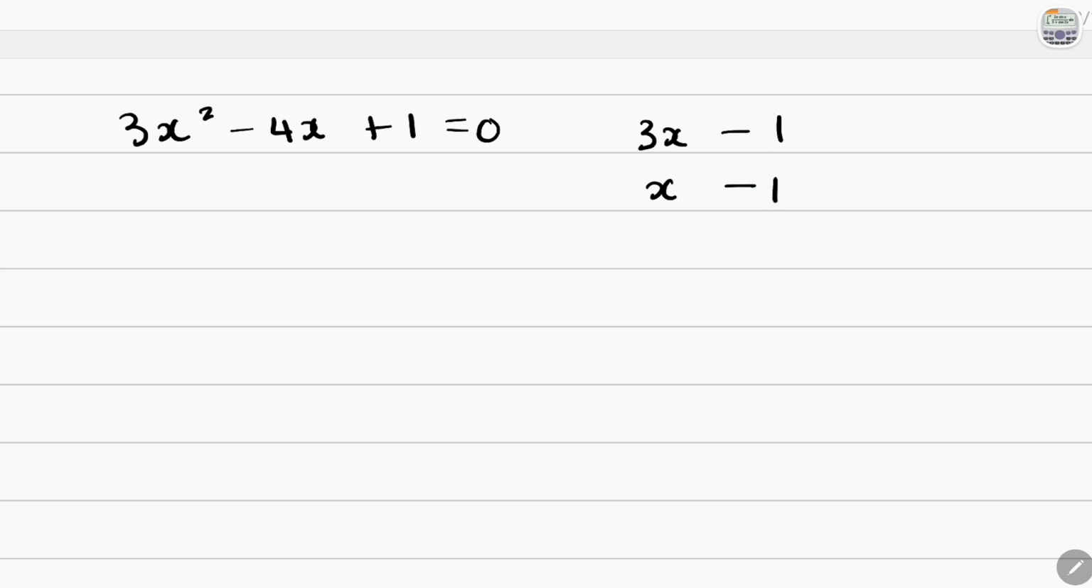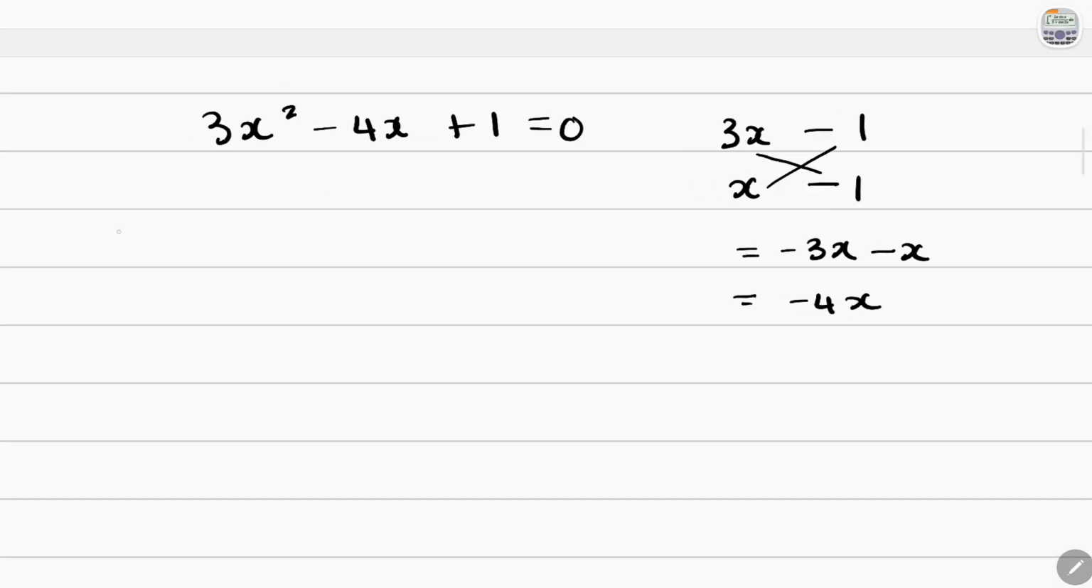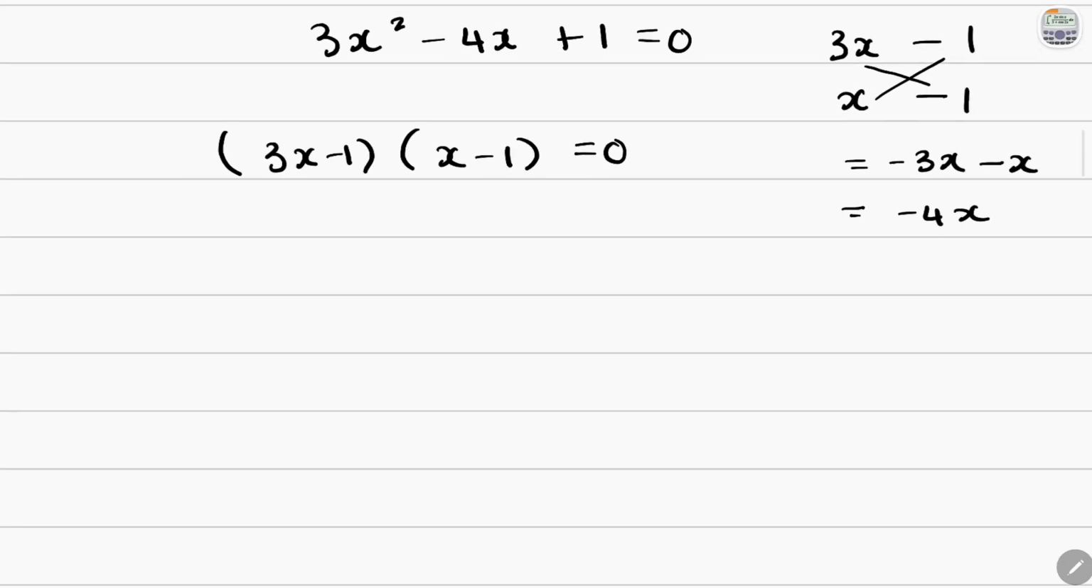And here's why it's called the cross method. We are going to multiply across, and when you add the products that you get here, they should give you negative 4x, the middle term. So 3x times negative 1 is negative 3x. x times negative 1 is negative x. And you see that negative 3x minus x really is equal to negative 4x. So these are our factors. Our factors are 3x minus 1 multiplied by x minus 1 is equal to 0. And now we can solve for x.